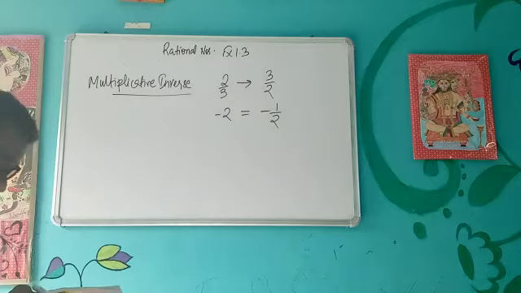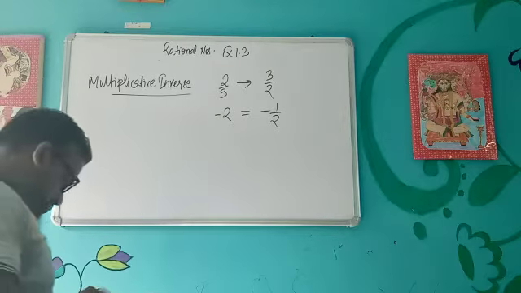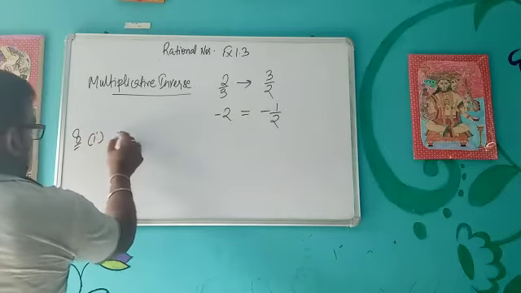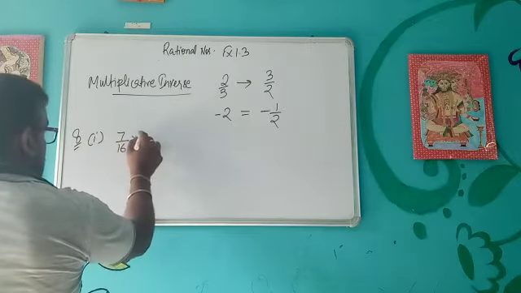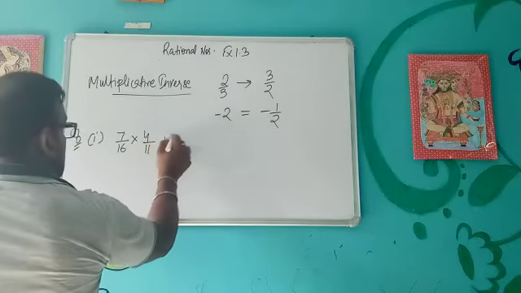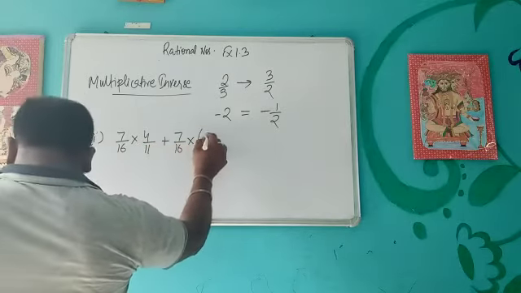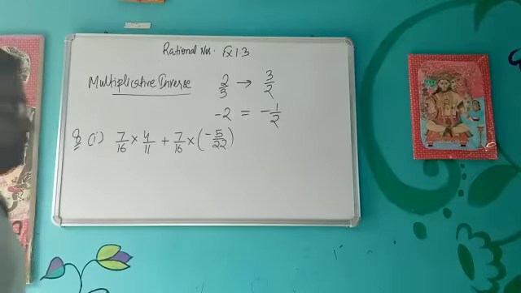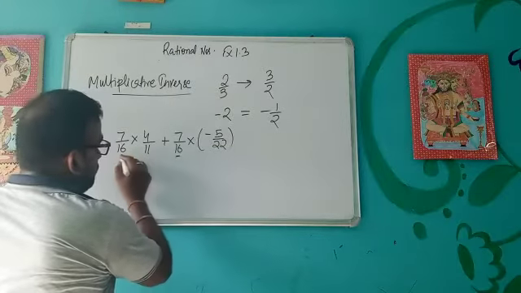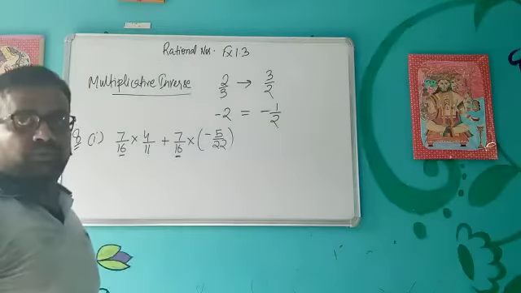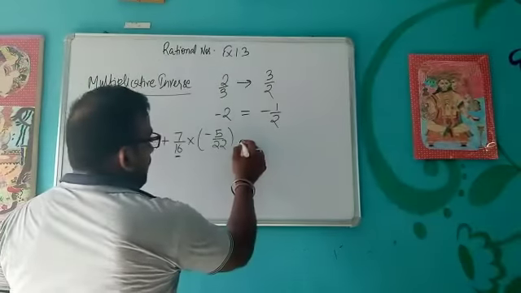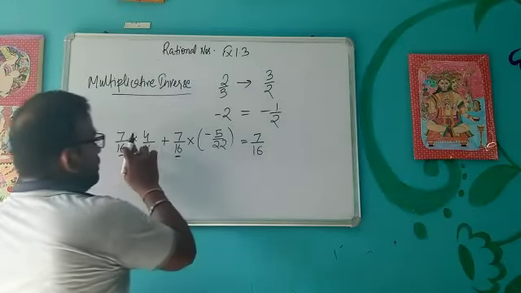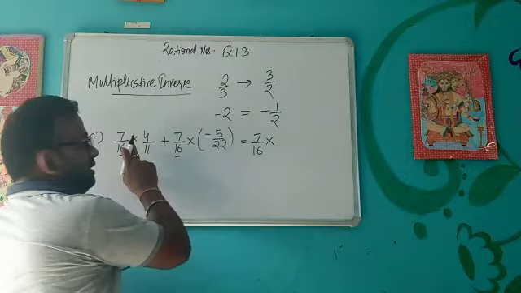Now we will use the distributive law in order to solve a few questions. For example, suppose a question is there, we have to solve this question using the distributive law. So how to use the distributive law? First of all, we have to see a common term. In this, one common term is 7 upon 16. So I am going to take 7 upon 16 as common. Then I will use the multiplication sign.